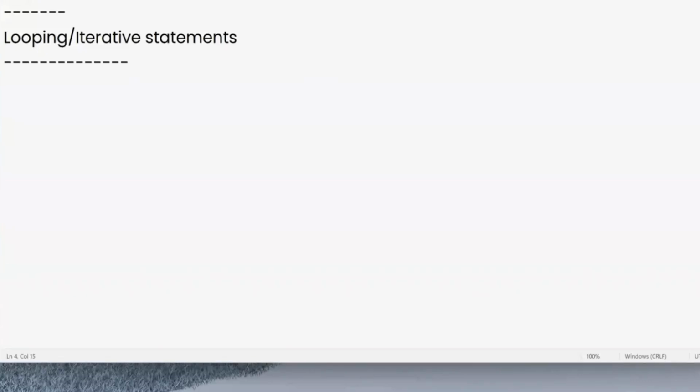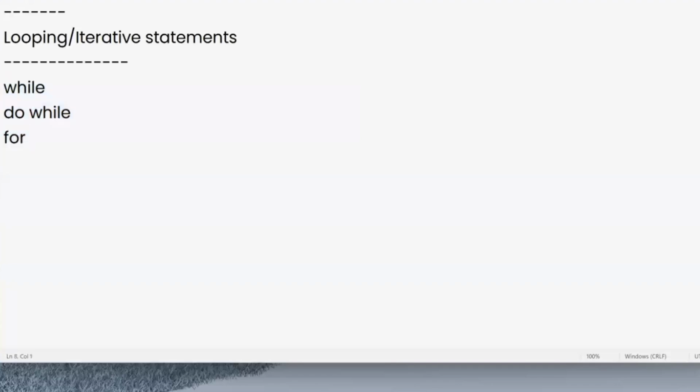Suppose you have written a program of 10 lines or 50 lines, and I want to execute certain lines multiple times. Without writing the same statement again and again, I will write the statements only once, but I want to repeat them multiple times. In those cases, we can use looping statements. There are three different loops available in Java: while loop, do while, and for loop.